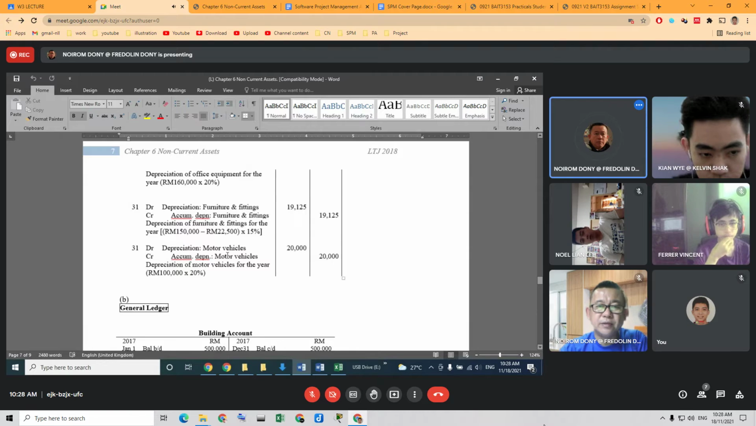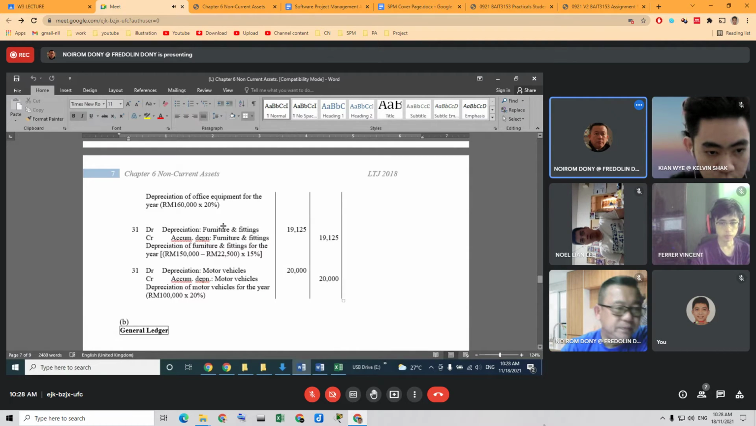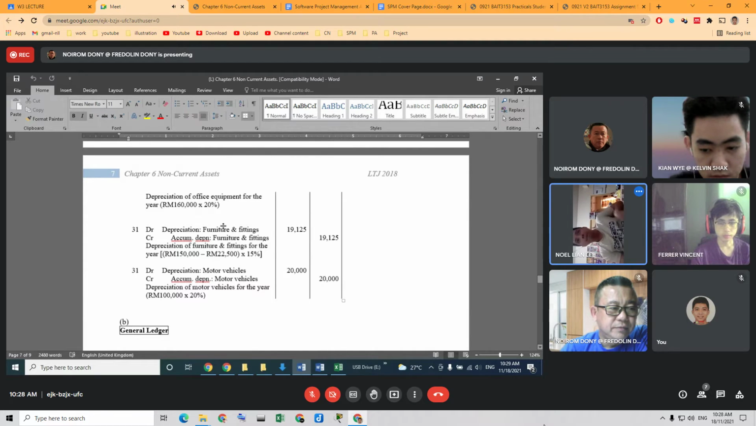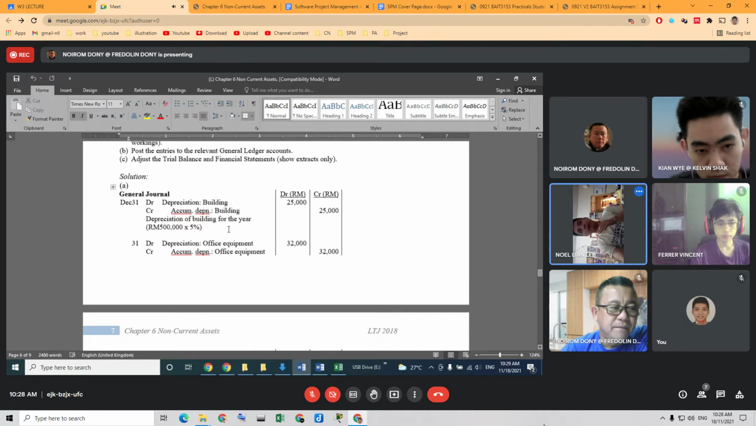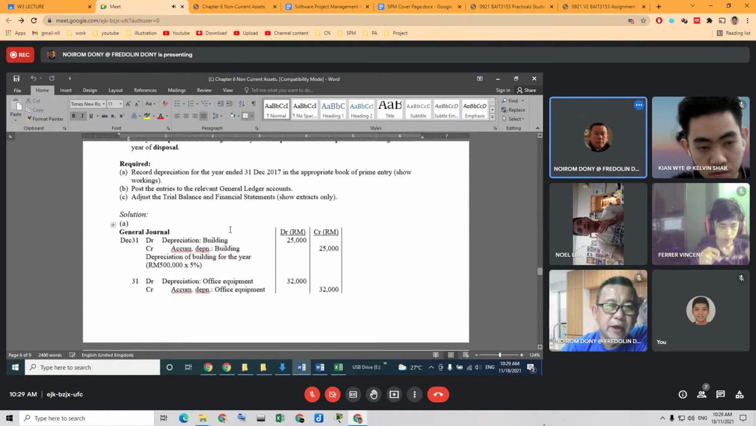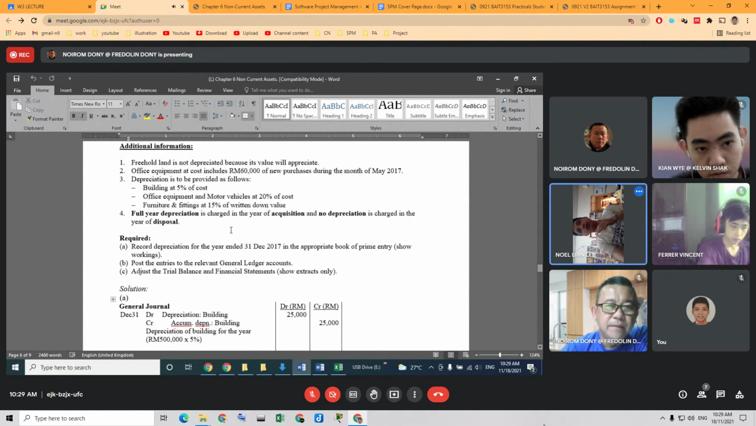Okay, class, can you understand so far? Sir, can we go back up to the additional information, number 3? As long as the keyword says written down value, it means reducing balance. Yes. Oh, okay. Yes.